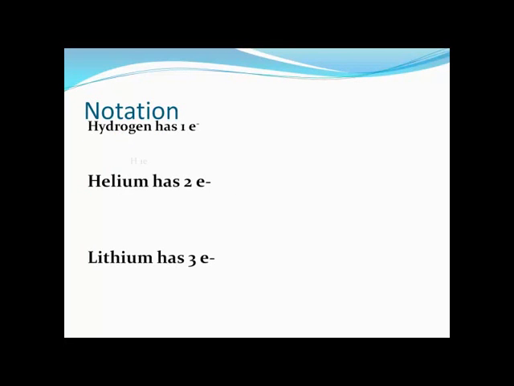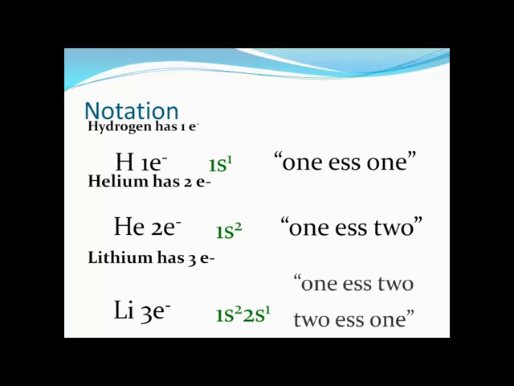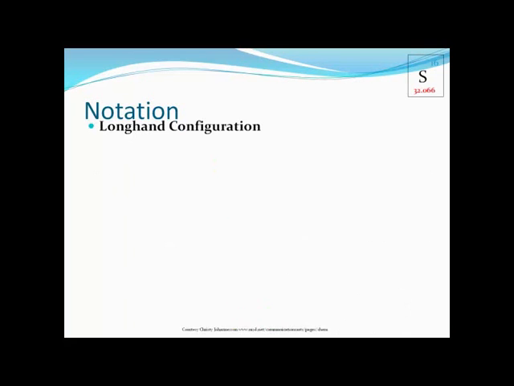The notation is very straightforward. Since hydrogen has one electron, we say that it is 1s1. For helium, with its 2 electrons, we go 1s2, and for lithium, 1s2, 2s1. Well, where does all that come from?